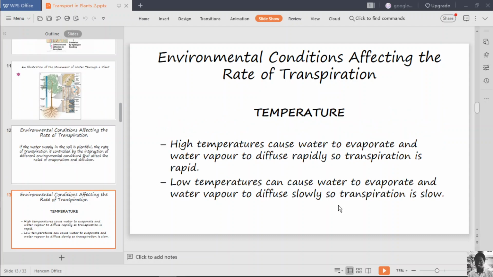Okay, the first environmental condition we will look at is temperature. High temperatures cause water to evaporate faster and water vapor to diffuse rapidly across the surface of the leaf, so transpiration is rapid. Low temperatures, on the other hand, cause water to evaporate and water vapor to diffuse slowly, so transpiration is slow. So high temperatures, high rate of transpiration; low temperatures, low rate of transpiration.